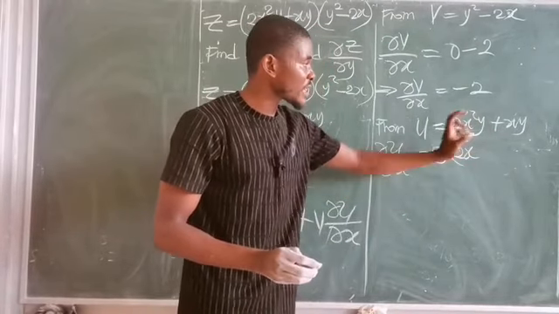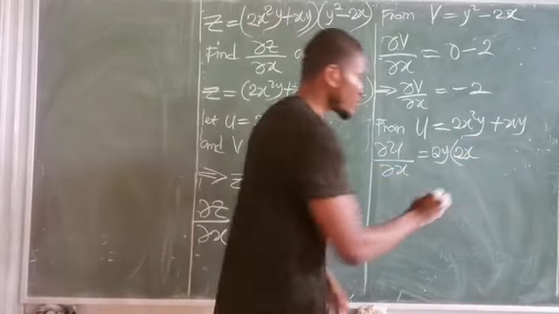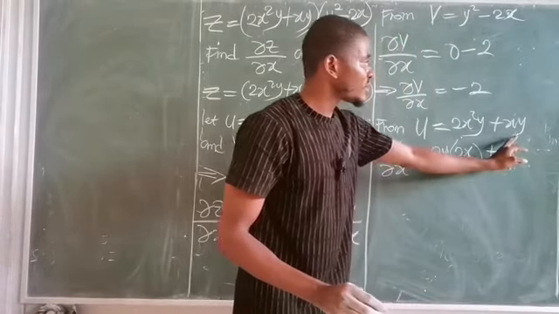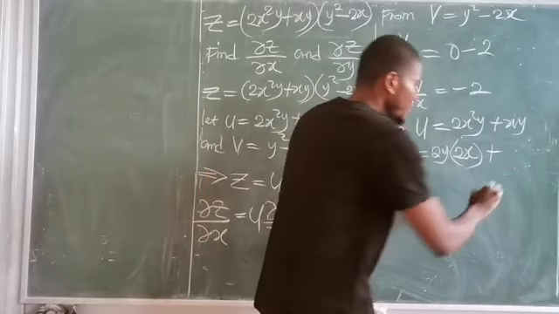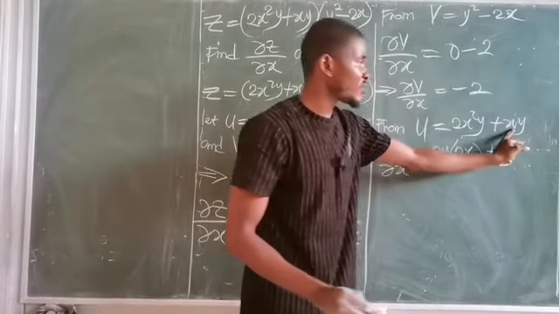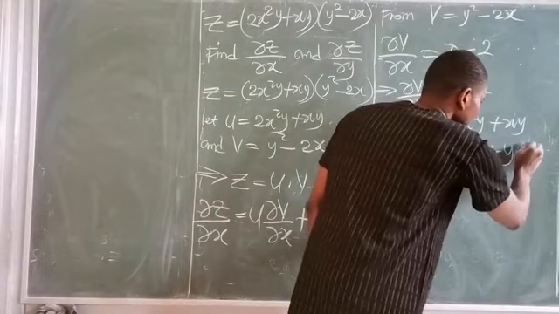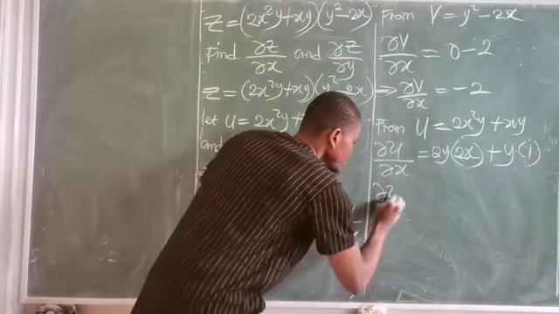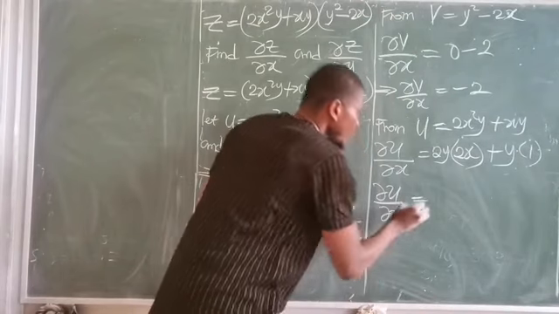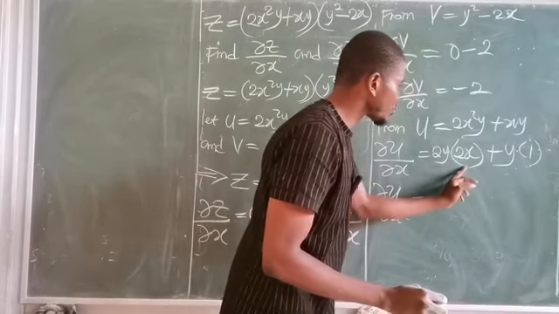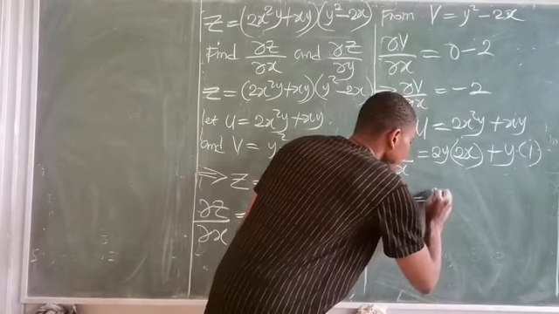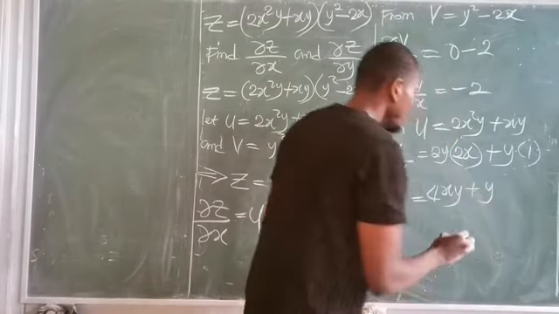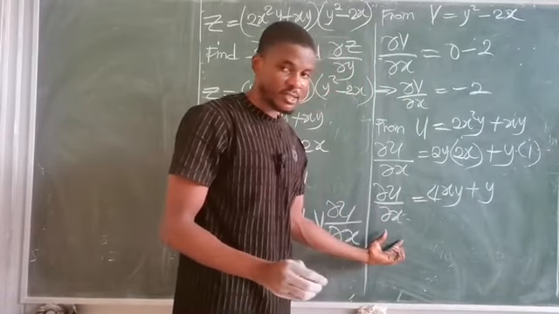So if I differentiate x squared, I simply have 2x. Close your brackets, plus, same thing happens here. y here is treated as constant, so you keep it aside, then differentiate x. If I differentiate x, I simply have 1. Therefore, du/dx is now equal to 2 times 2 gives me 4, I'll simply have 4xy plus y. So this gives me du/dx. All right.